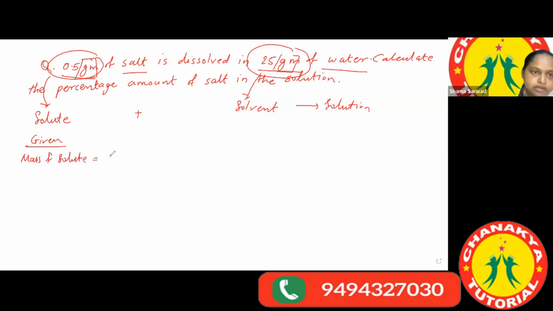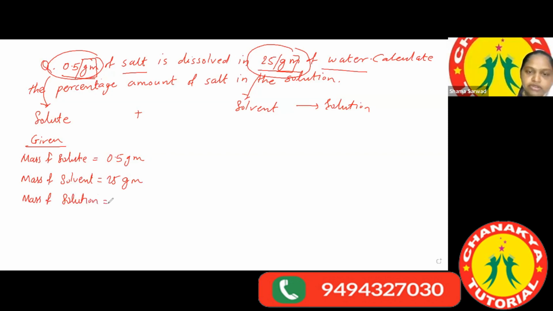Mass of solute is equal to how much? 0.5 gram. Mass of solvent is equal to how many? 25 gram. Now you have to calculate here what? Mass of solution.